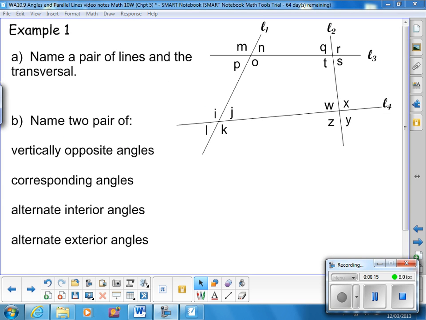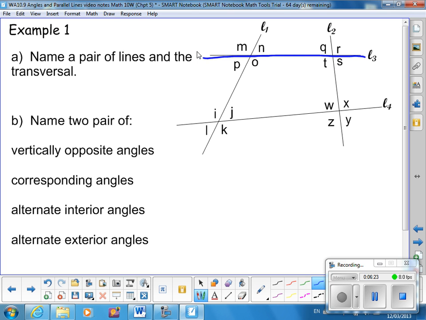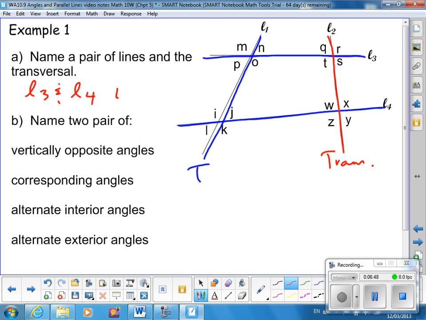Name a pair of lines and the transversal. So we can name a couple of different ways of looking at this. This could be a line, line 3. This could be a line, line 4, and this could be the transversal. Or we could look at this line being the transversal. So there's a lot of different combinations. Those are just two of them. So line 3 and line 4 with transversal line 1.